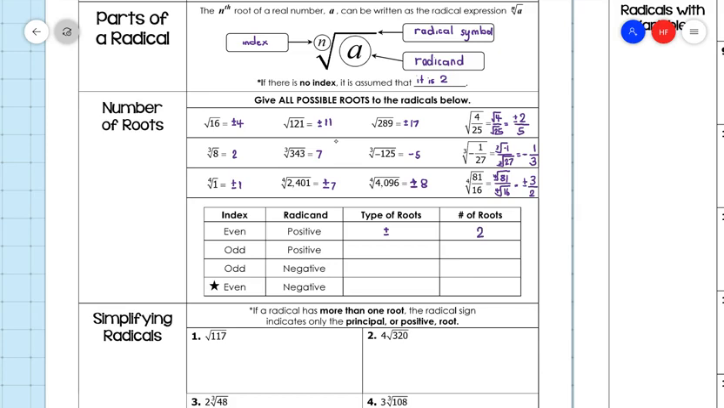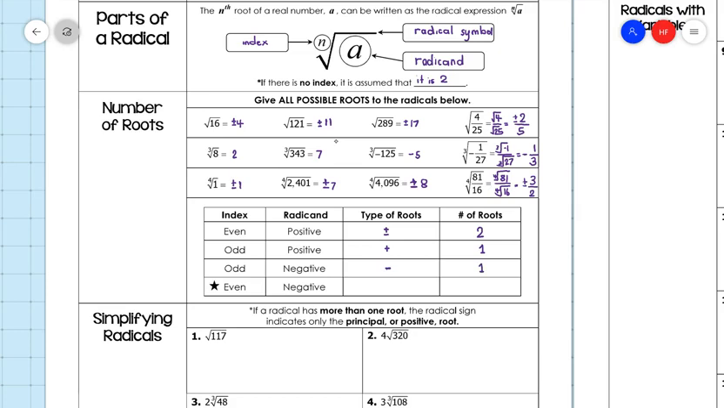If we have an odd index, so like 3 or 5, and the number inside is positive, then we will have a positive root, and we'll only have 1. If we have an odd index with a negative radicand, then we'll have a negative outcome, and we're only going to have 1 root.